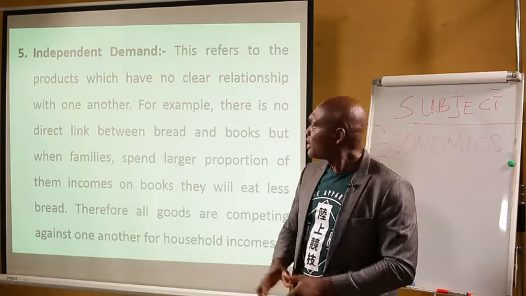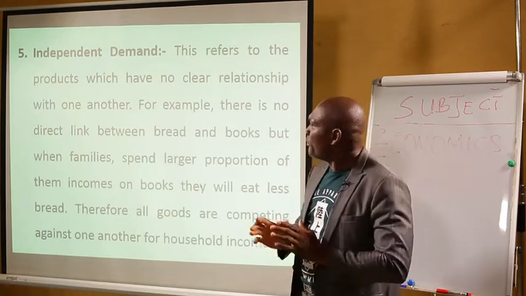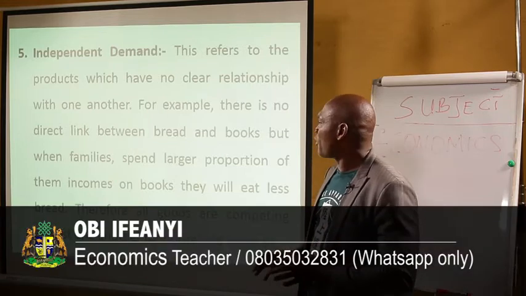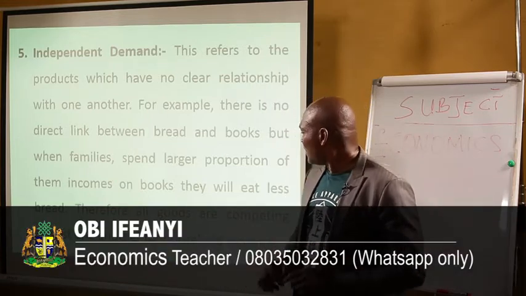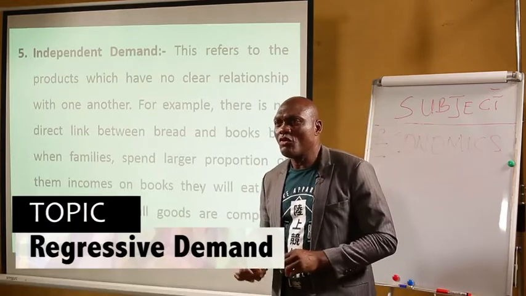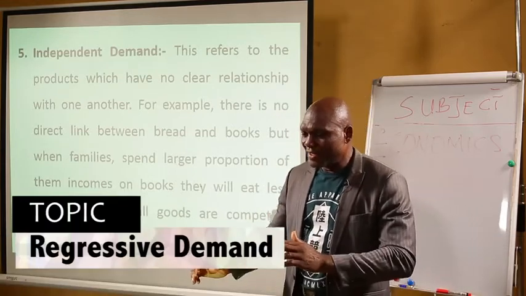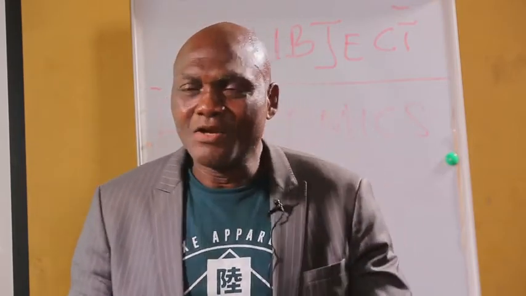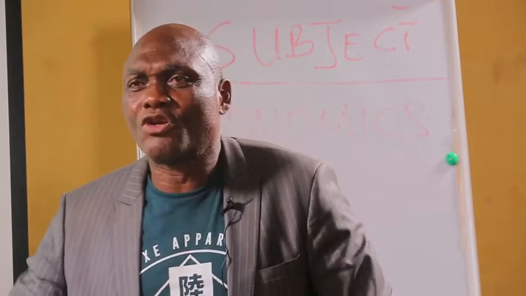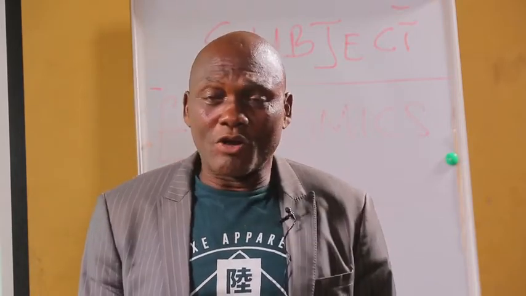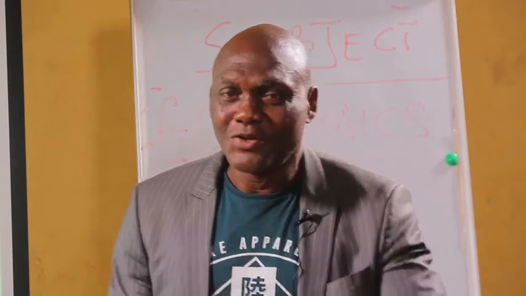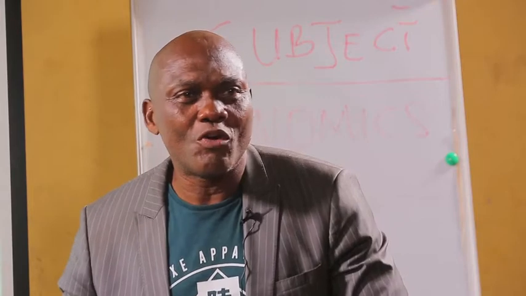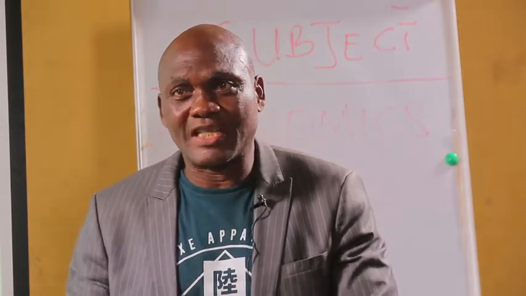For example, there is no direct link between bread and books. But when families spend a larger proportion of their income on books, they will eat less bread. What do we mean here? Bread and book, you cannot eat book. They have no direct link. But when families spend a greater proportion of their income on books, how do you spend your income on books? You pay school fees. You buy uniform. You buy textbooks. You provide a lunch box for your children that are going to school.